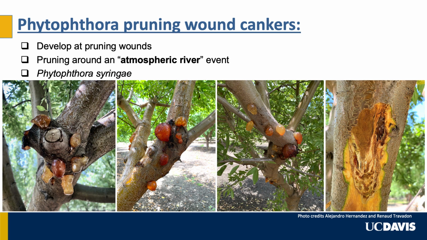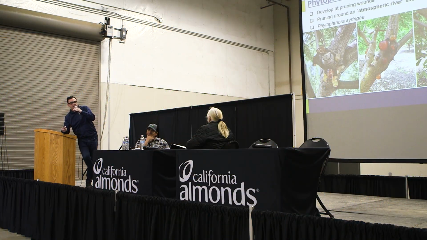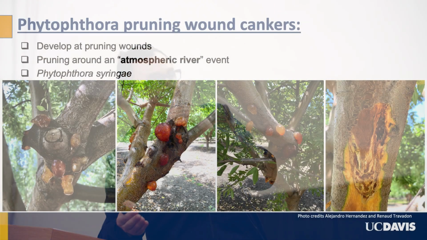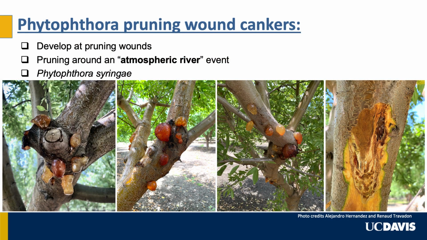This year we had a month of January with heavy rain. We call that an atmospheric river. You heard that terminology a lot. So if you pruned around this atmospheric river, month of January, winter, what you may get into is issues such as pruning wound canker caused by Phytophthora syringae. In that case, the fungus grows very quickly and can kill an entire scaffold within the summer.